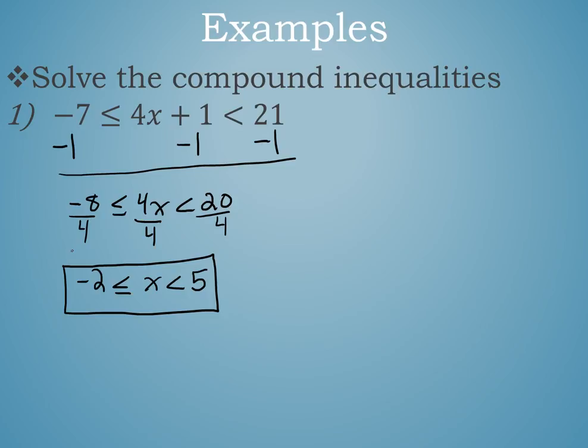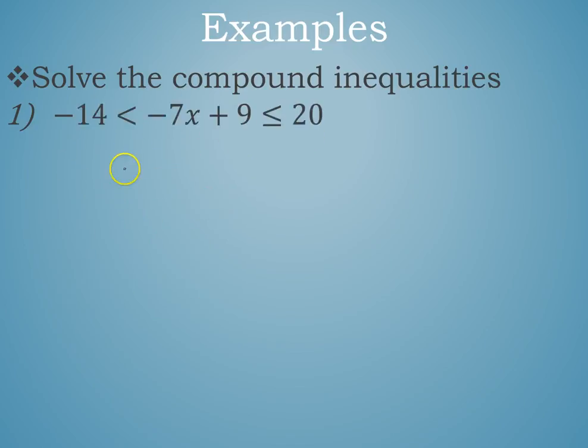Again, the only difference is now we have 2 inequality signs. Beyond that, it's still the exact same process. We still need to move things around to isolate the x. We now just do it to 3 pieces instead of the usual 2. So here, we need to move the positive 9 by subtracting.